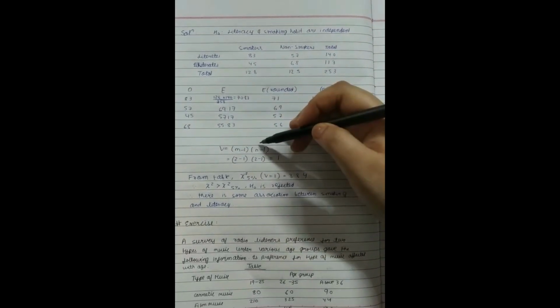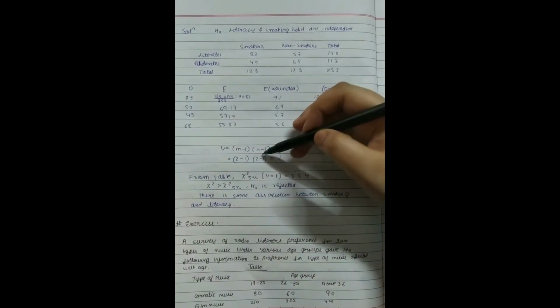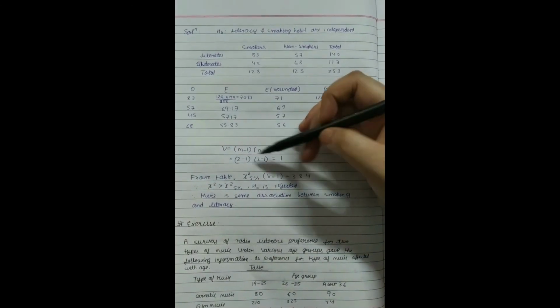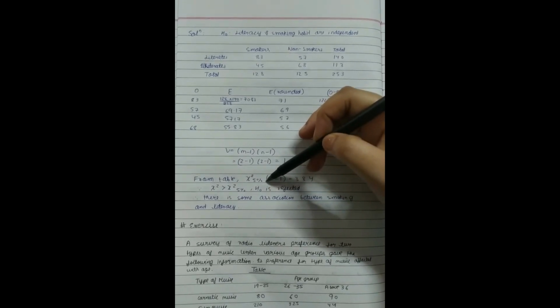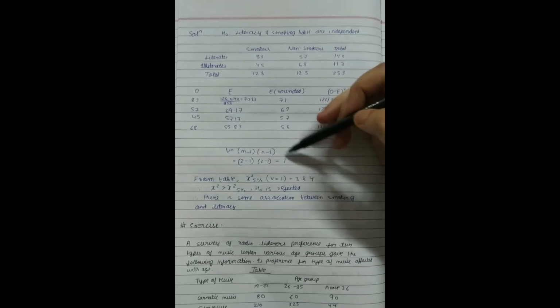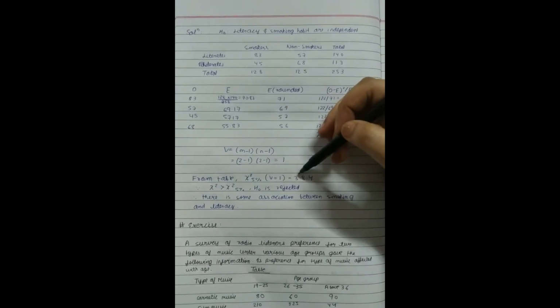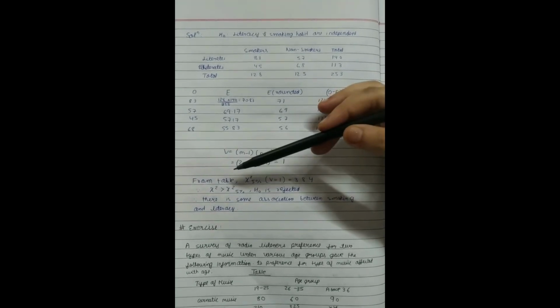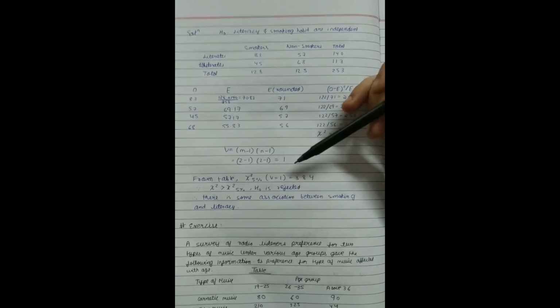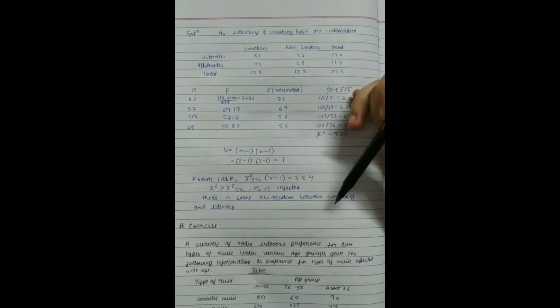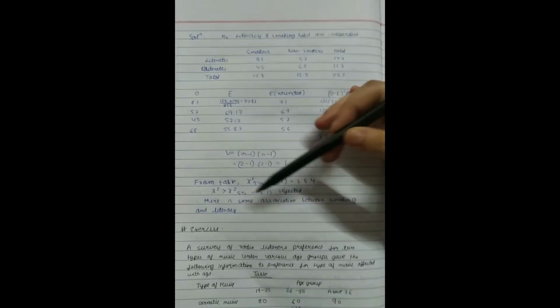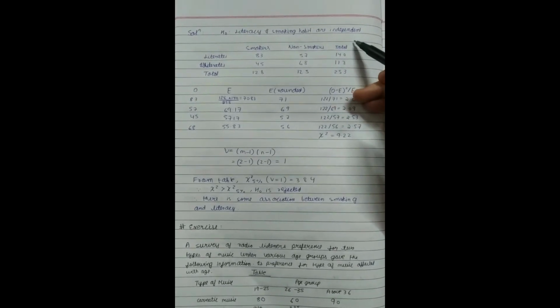And degree of freedom was (m minus 1) into (n minus 1), that is (2 minus 1) into (2 minus 1), that is 1. So from the table, we have taken the chi-square value at 5% level of significance with degree of freedom as 1. We got it as 3.84, and the value which we have calculated was 9.22. So since the calculated value is greater than the table value, H0 is rejected. So there is some relation between smoking and literacy. That is, they are not independent.